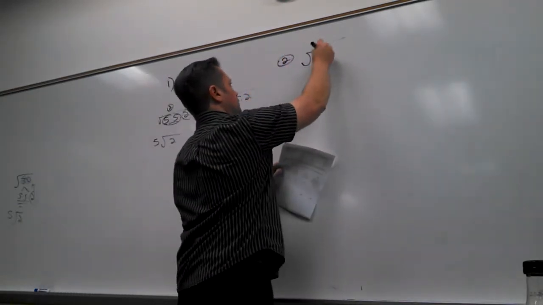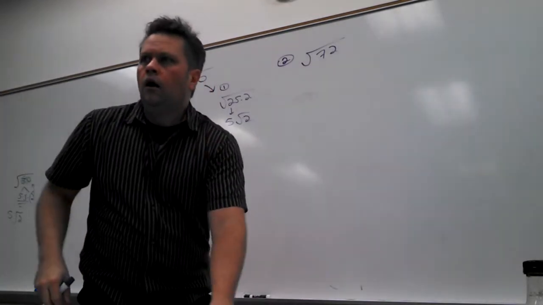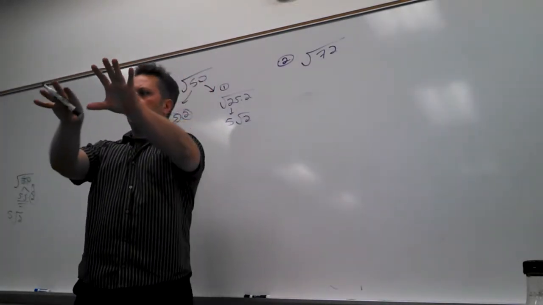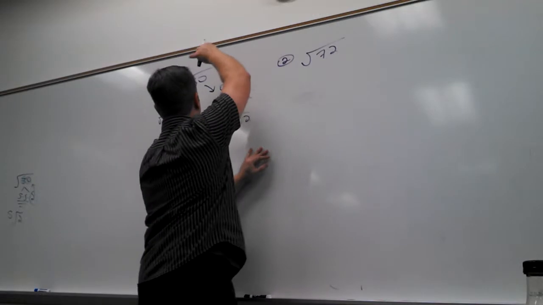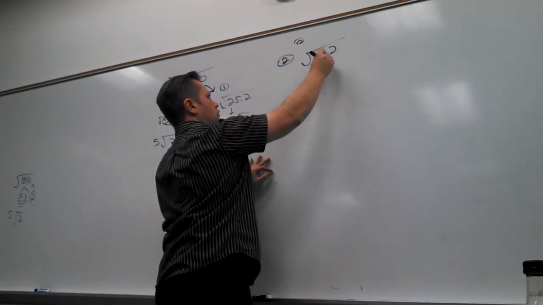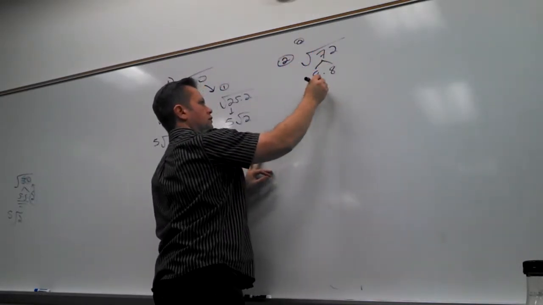So what about square root of 72? 9 times 8. I'm gonna, yeah, good. So I'm going to do it in a couple steps. Method 2, you would actually break it all the way down, right? So what would you get?